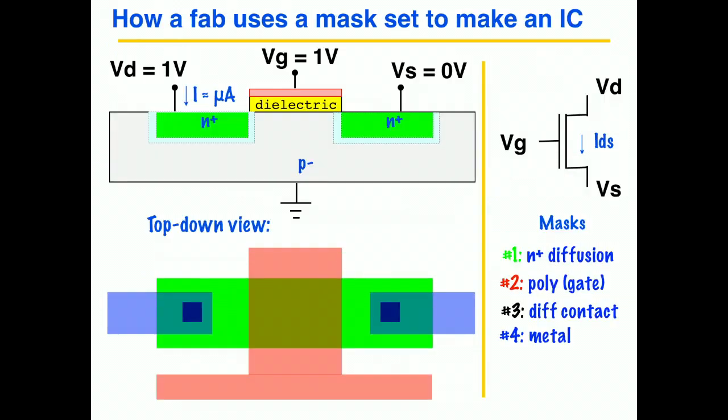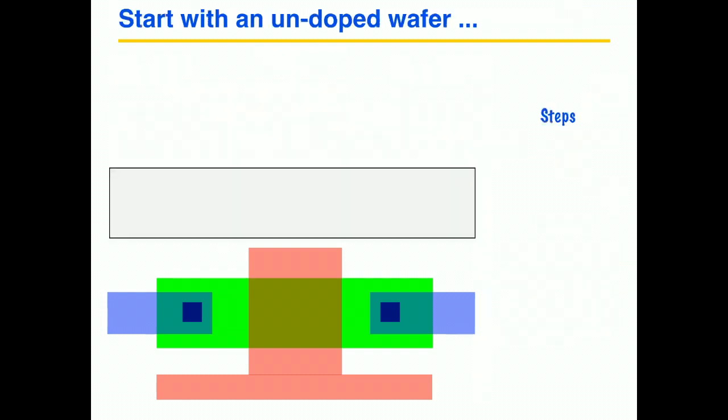Okay, so how does the fabricator use the mask set to make the IC? This is a simplified story, but this is how it goes. We start with an undoped wafer. Step one, it's doped. We need to make it P minus for this particular NMOS transistor, so we dope it. The way it gets doped is it's put into a machine, these days, that will blast ions of the proper type into the surface of the silicon, and then it's put into an oven and heated, and these ions diffuse through the silicon.